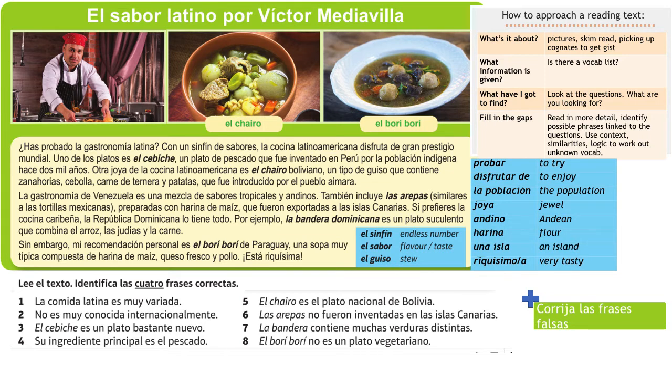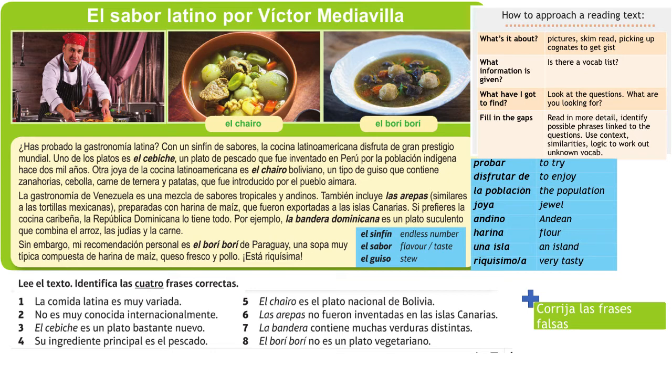Okay, let's see how you got on then. La comida latina es muy variada. We had that already as true, verdad. Número dos, no es muy conocida internacionalmente, is false, because up here it says disfruta de, which means to enjoy or to have, gran prestigio mundial. Mundial is global, so big prestige, global. Okay, well known globally. So número dos, falsa.